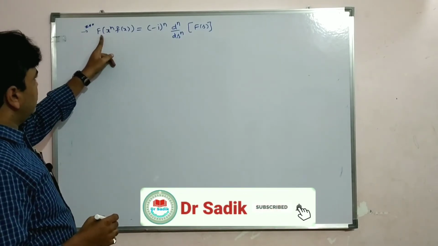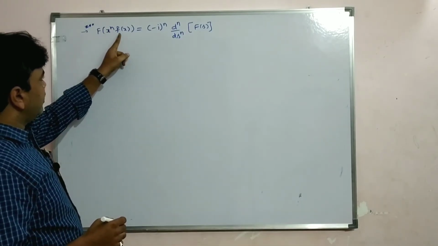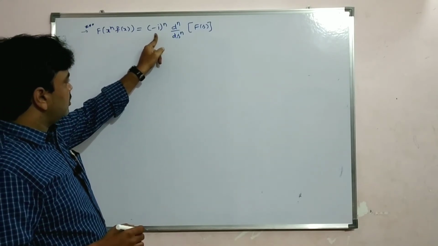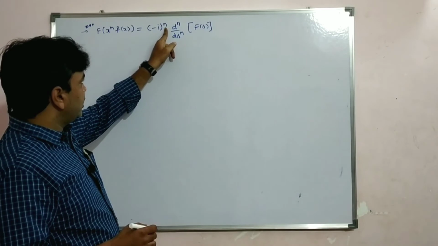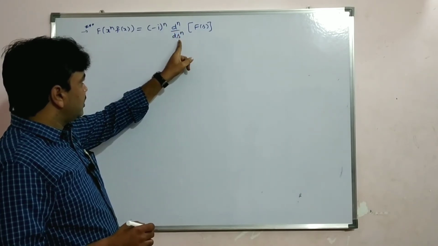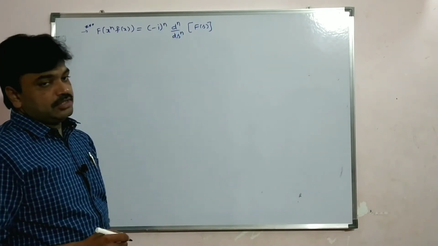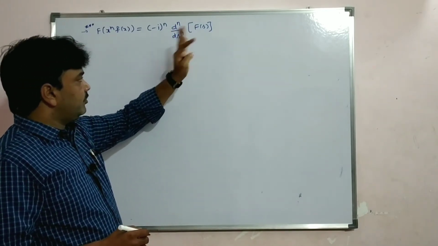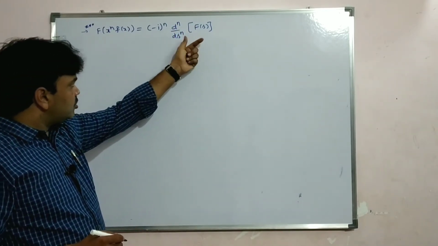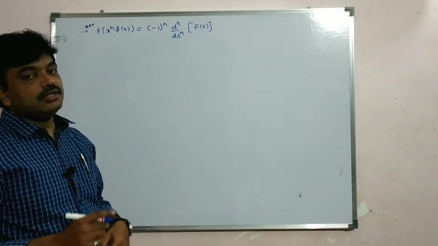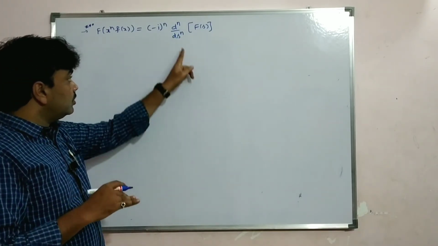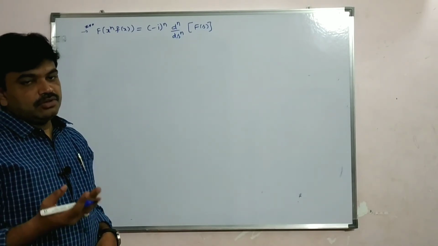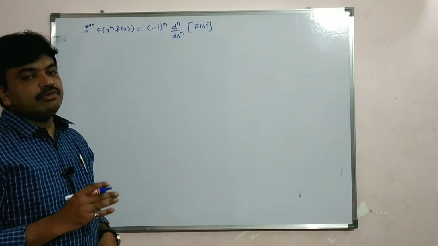Show that the Fourier transform of x to the power n f of x is equal to (minus i) whole power n d power n by ds power n of f bar of s. Now what is your observation, students? Take f bar of s and differentiate with respect to s. By mathematical induction we can generalize, students.